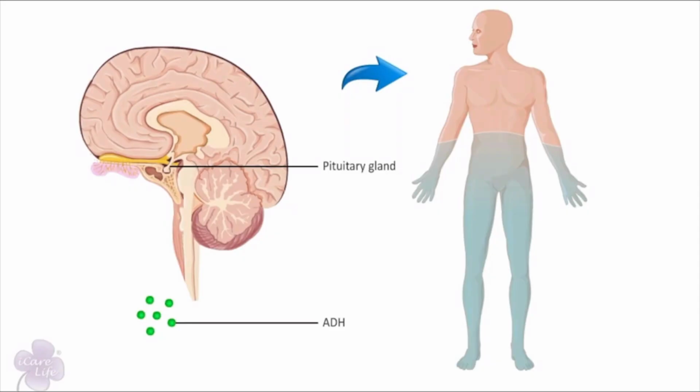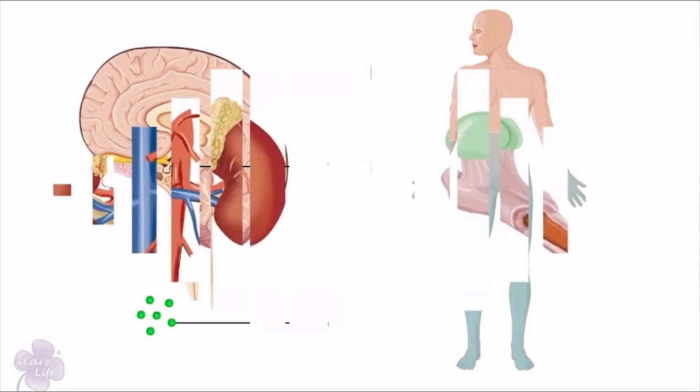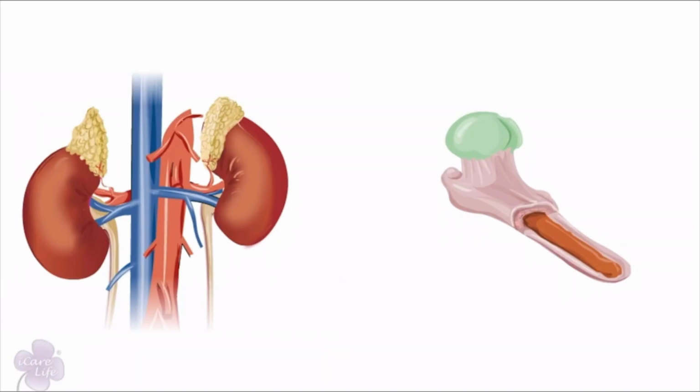The process of regulating red blood cells in the blood is as follows. When the kidneys detect low oxygen in blood, they secrete erythropoietin. Erythropoietin stimulates the bone marrow to produce more red blood cells.